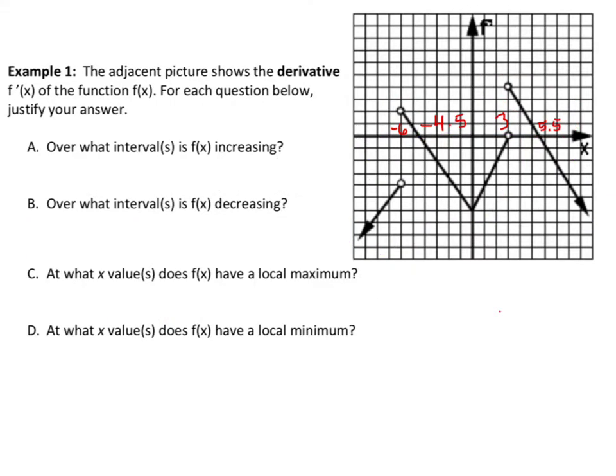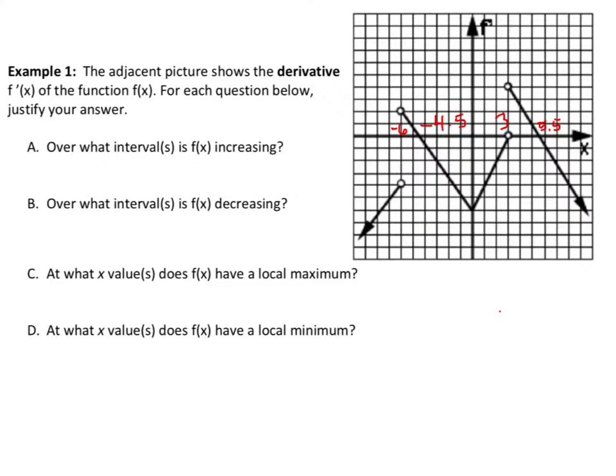The following example states that the adjacent picture shows the derivative f prime of x of the function f of x. For each question below, justify your answer. So it's important to note again, we're given the graph of f prime of x. So over what intervals is our function increasing?